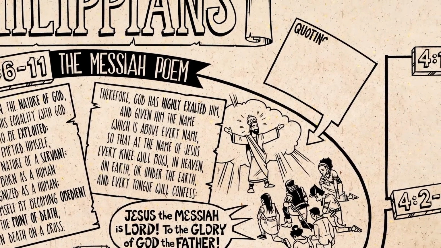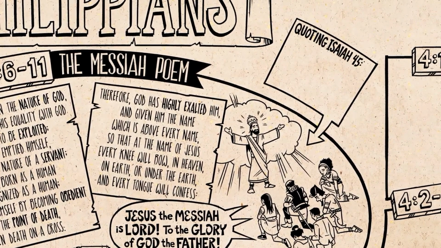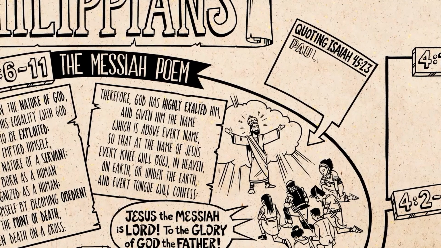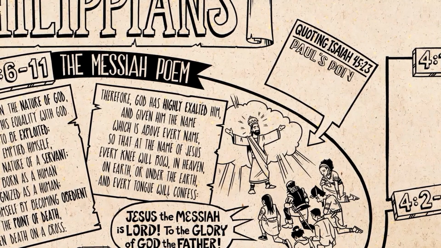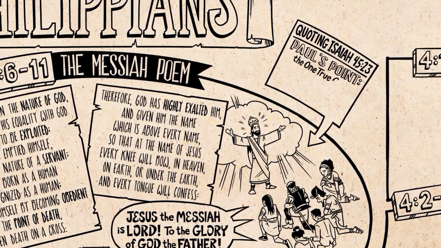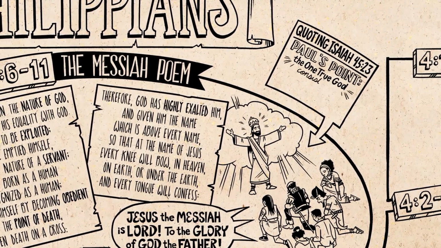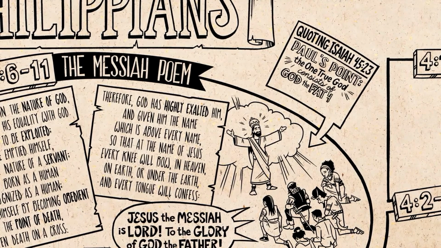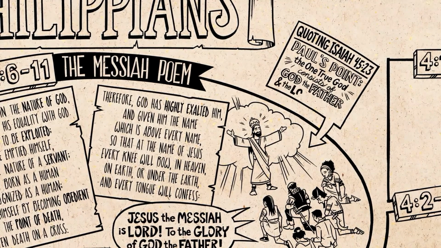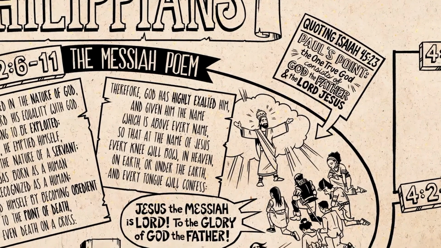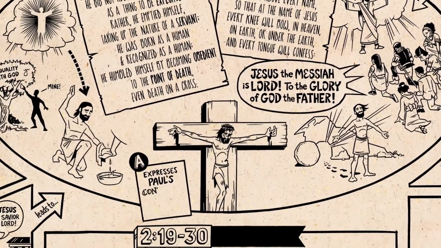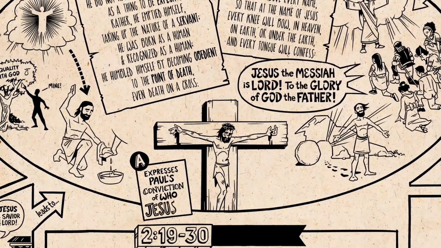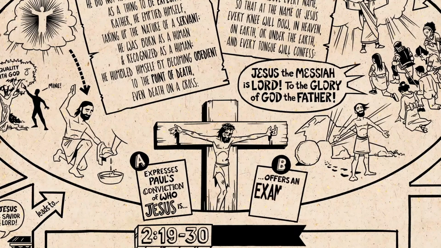Paul's quoting from Isaiah chapter 45. It's a passage where all creation comes to recognize the God of Israel as Lord. Paul's point here is very clear. In the crucified and risen Jesus, we discover that the one true God of Israel consists of God the Father and the Lord Jesus. And so for Paul, this poem, it expresses his convictions about who Jesus is, and it does more. It offers the example of Jesus as a way of life that his followers are to imitate.